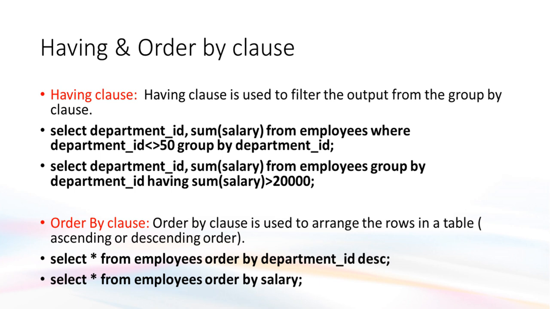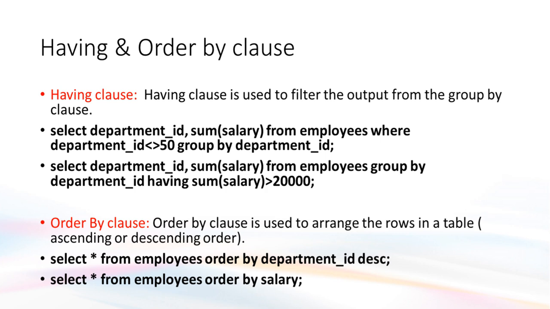So let me execute and show you. Let us also see the second query, and we will execute both of these. Select department ID and sum of salary, again the same query, the sum of salary for each department from employees. Group by department ID, here there is no where condition, having sum of salaries greater than 20,000. See, what is the difference between the first query and the second query?